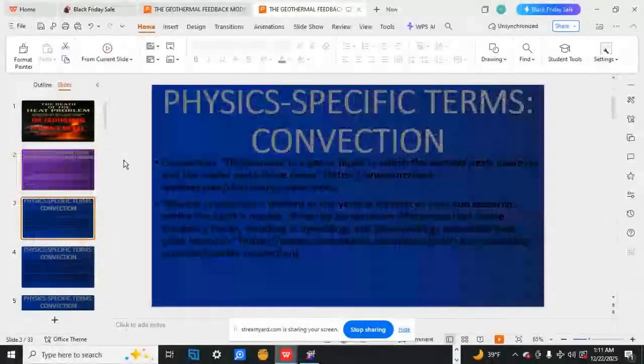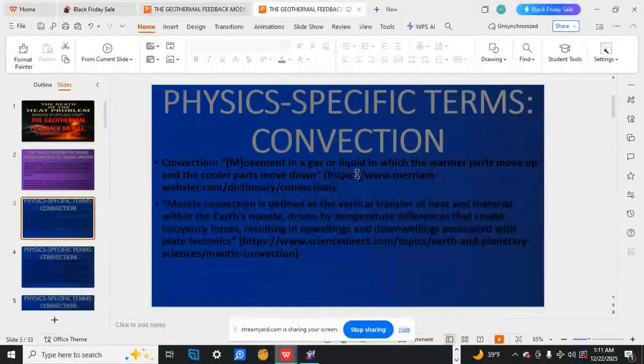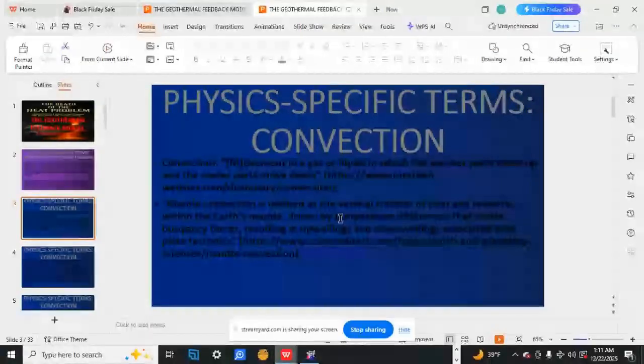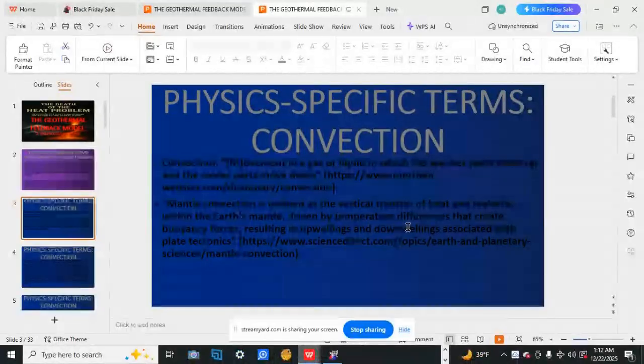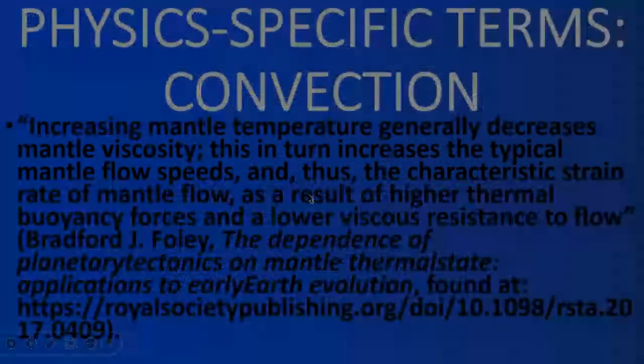All right. Physics-specific terms: convection. Convection is movement in a gas or a liquid in which the warmer parts move up and the cooler parts move down. Mantle convection is defined as the vertical transfer of heat and material within the Earth's mantle, driven by temperature differences that create buoyancy forces, resulting in upwellings and downwellings associated with plate tectonics.